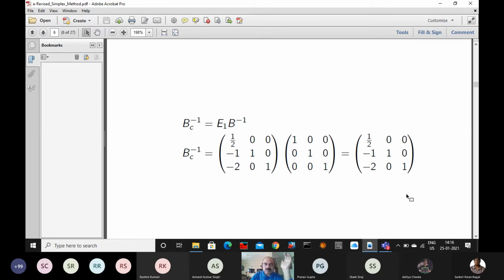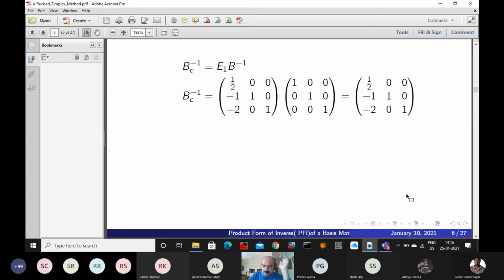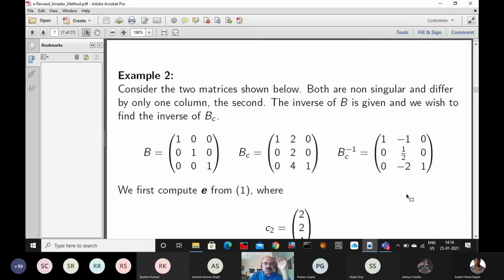See here, next example. It is very simple, and you have to remember a few steps. Example 2. Now compare B and BC. Which column is different? The second column is different. Second column being different means in that column, make the non-zero second element a reciprocal. So 2 becomes 1 by 2. Other elements you divide by 2 with a minus sign: 2 by 2 with a minus sign is minus 1, and 4 by 2 with a minus sign is minus 2.